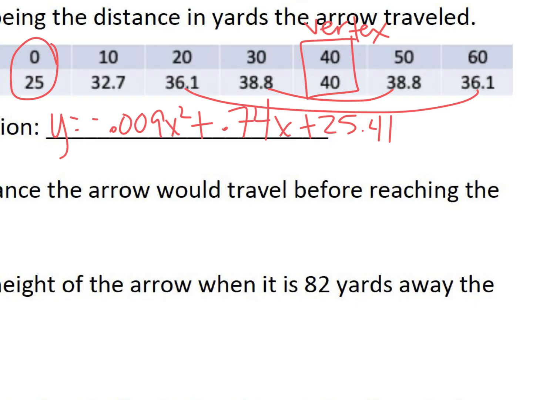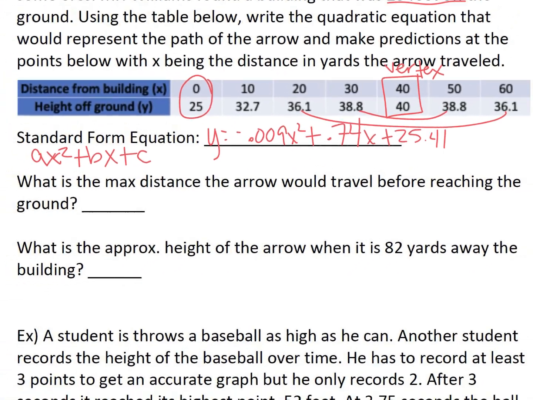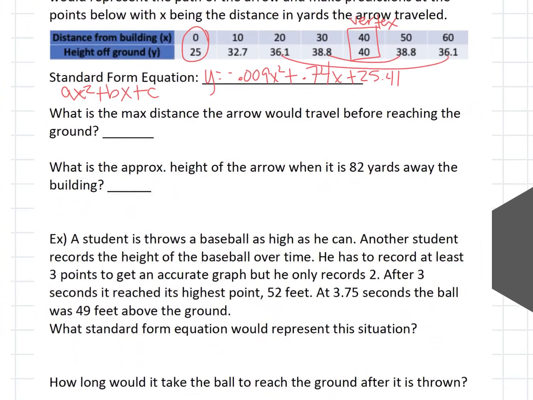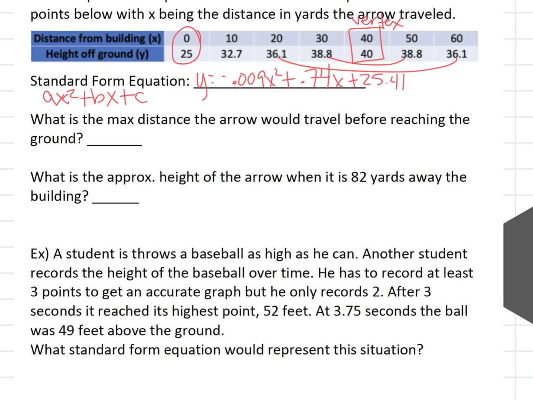So this was my equation from Desmos or your yellow calculator. It says, what is the max distance the arrow would travel before reaching the ground? Okay, when it reaches the ground, that is going to be a root, an x-intercept, a solution. This is why I tell you go ahead and type that into Desmos, because when you do that, you can zoom out, you can see exactly where it's touching the x-axis, and you can tap that little dot, and it's going to tell you.